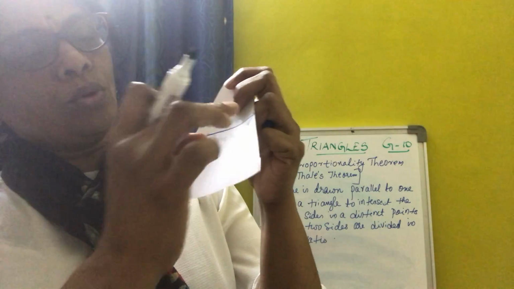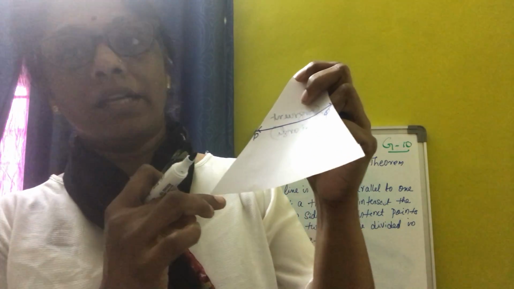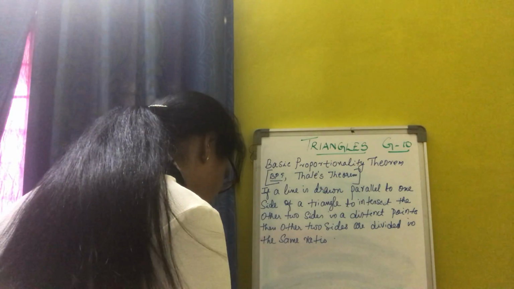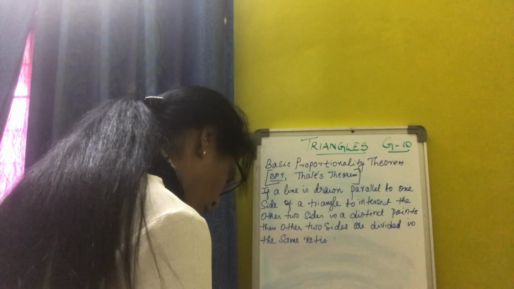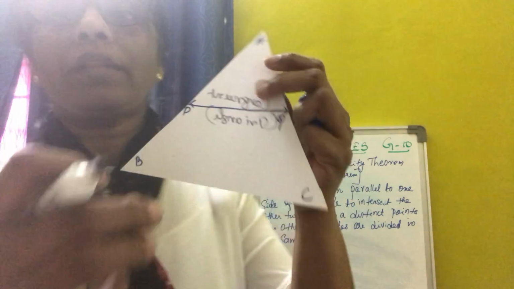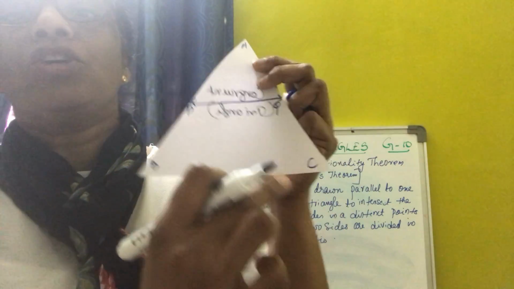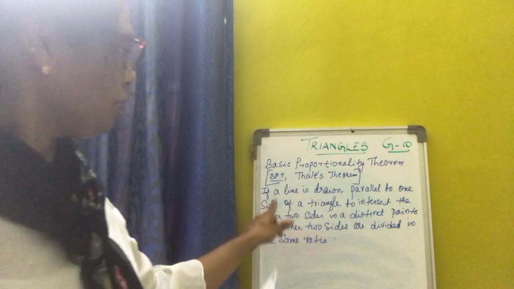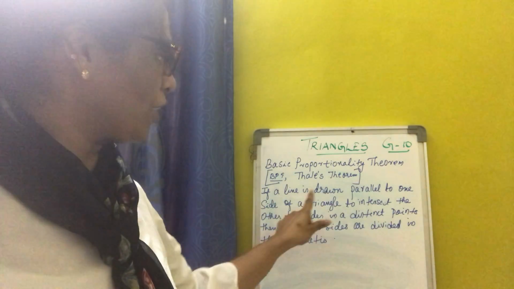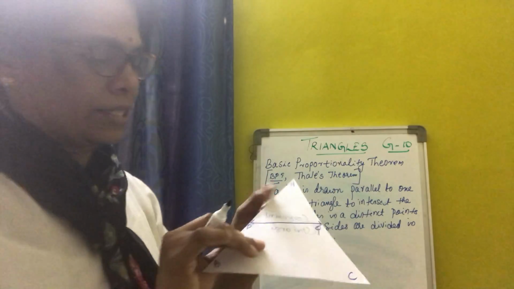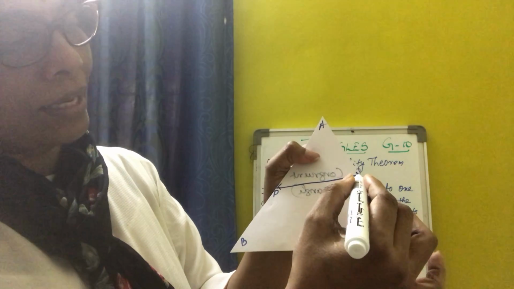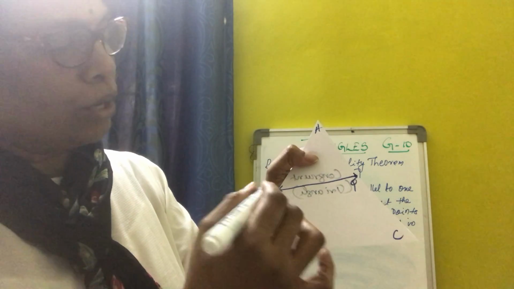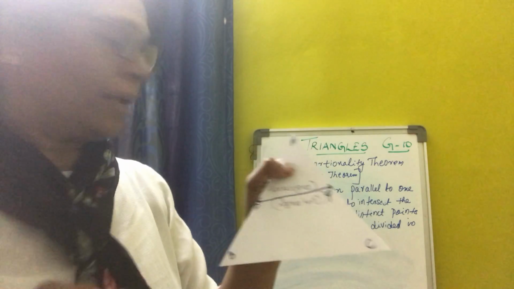So let me say this is a line. Line PQ is parallel to the third side over here. Let me put the naming of the triangle as A, B, C. So can you see this line PQ is parallel to side BC. If a line is drawn parallel to one side of a triangle, it intersects the other two sides, intersecting at the point Q and here at the point P.